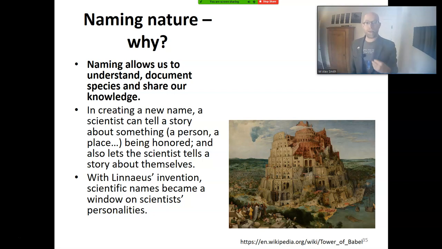And this is why I put the image of the Tower of Babel in the bottom, that we want to make sure that we're talking about the same thing. And so in creating a name, a scientist can tell a story about the species and about other things in their life that have been important to them, about a person or a place being honored. It lets the scientist kind of tell a story about themselves. And so Steve Hurd, a colleague and friend who wrote an amazing book about naming species, talked about the fact that this invention of Linnaeus essentially allowed a window into scientific personalities.